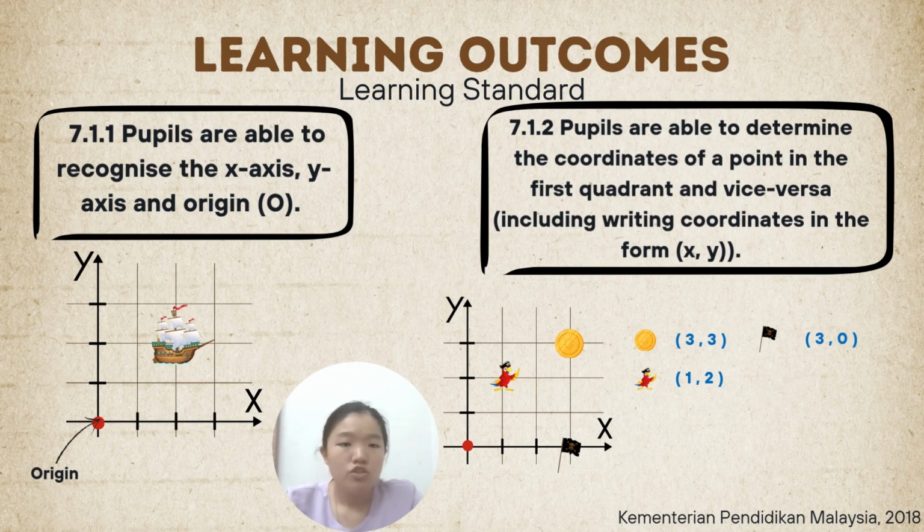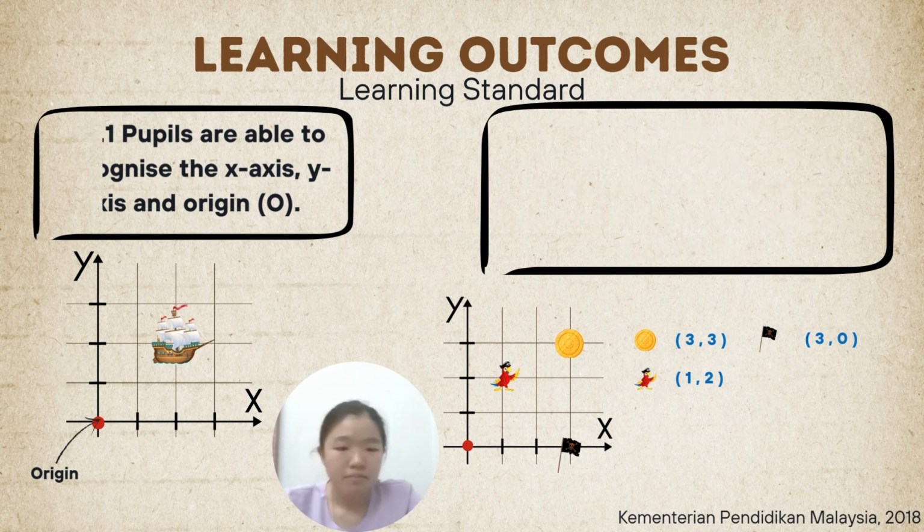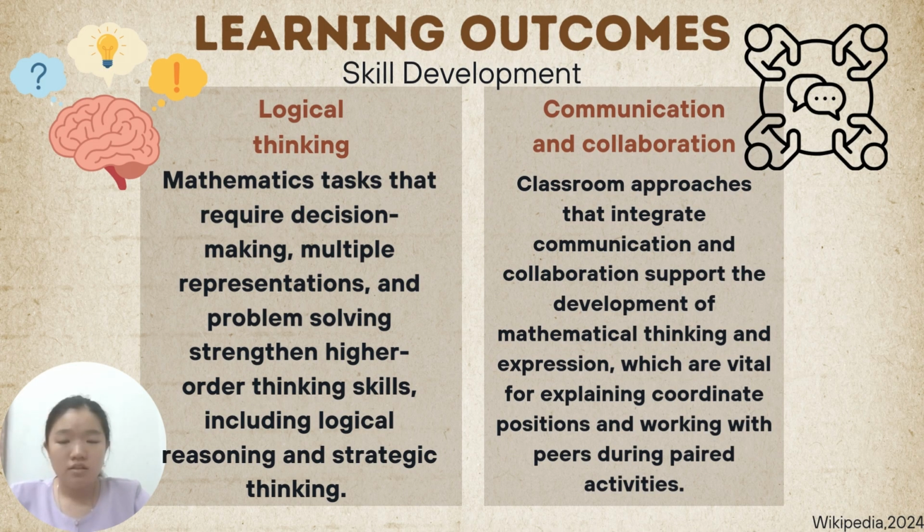And pupils should be able to determine the coordinates of a point in the first quadrant and vice versa, including writing coordinates in the form of (x, y). The next that is included is skill development.